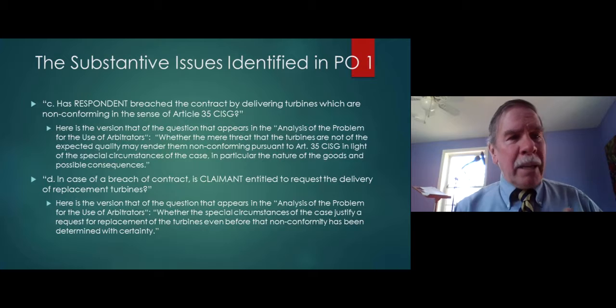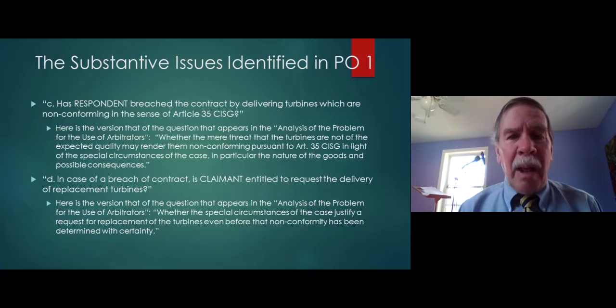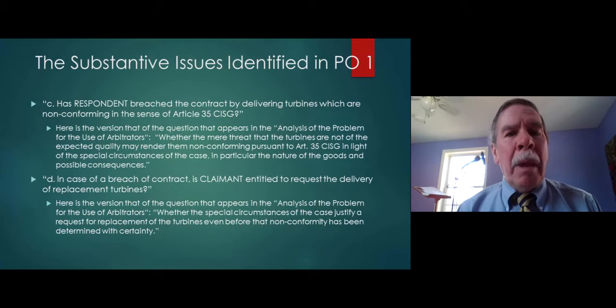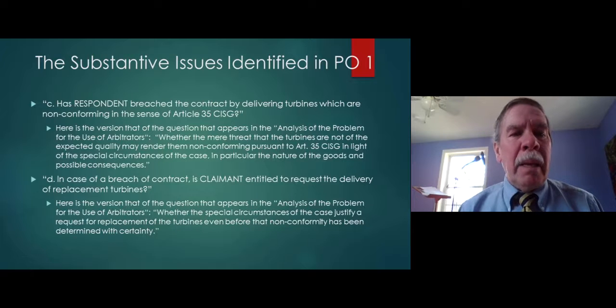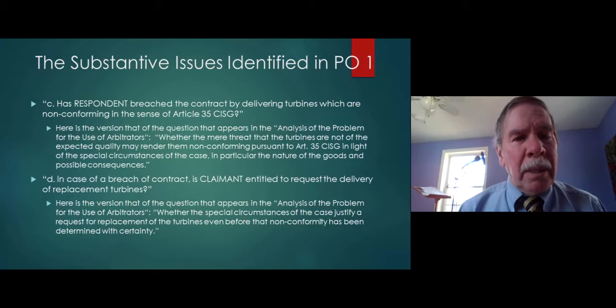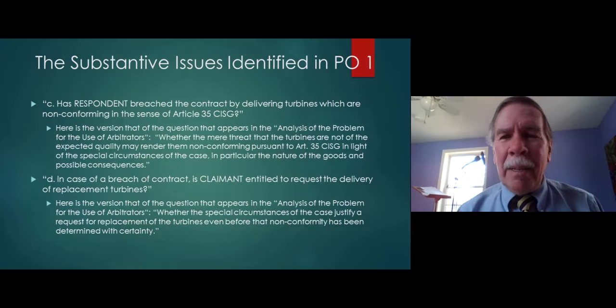There is a version of that issue which is found in the analysis of the problem for the use of arbitrators. And that analysis states it as follows: whether the mere threat that the turbines are not of the expected quality may render them non-conforming pursuant to Article 35 CISG in light of the special circumstances of the case, in particular the nature of the goods and possible consequences. That's an interesting, different approach, you might say, at least a more specific kind of approach to the issue.